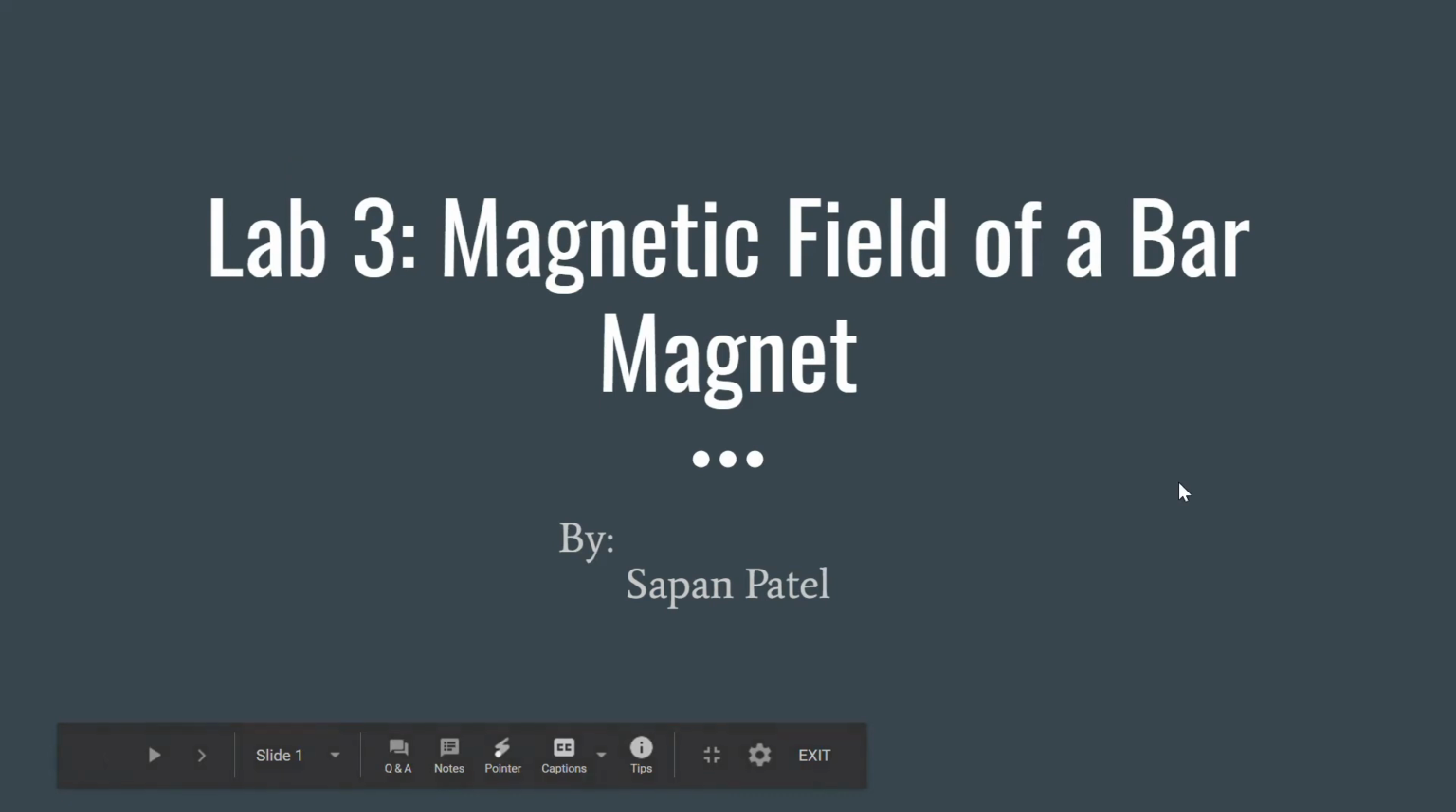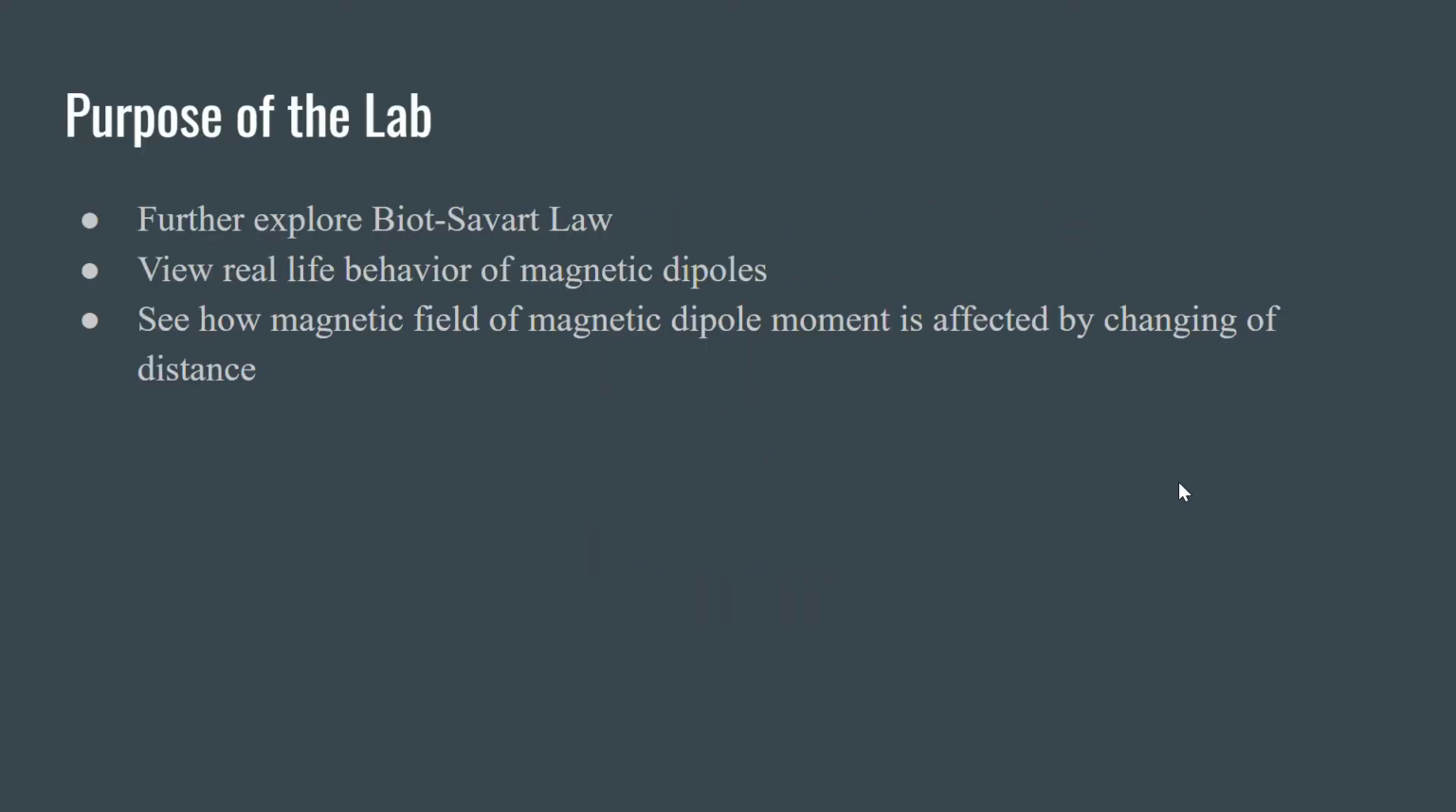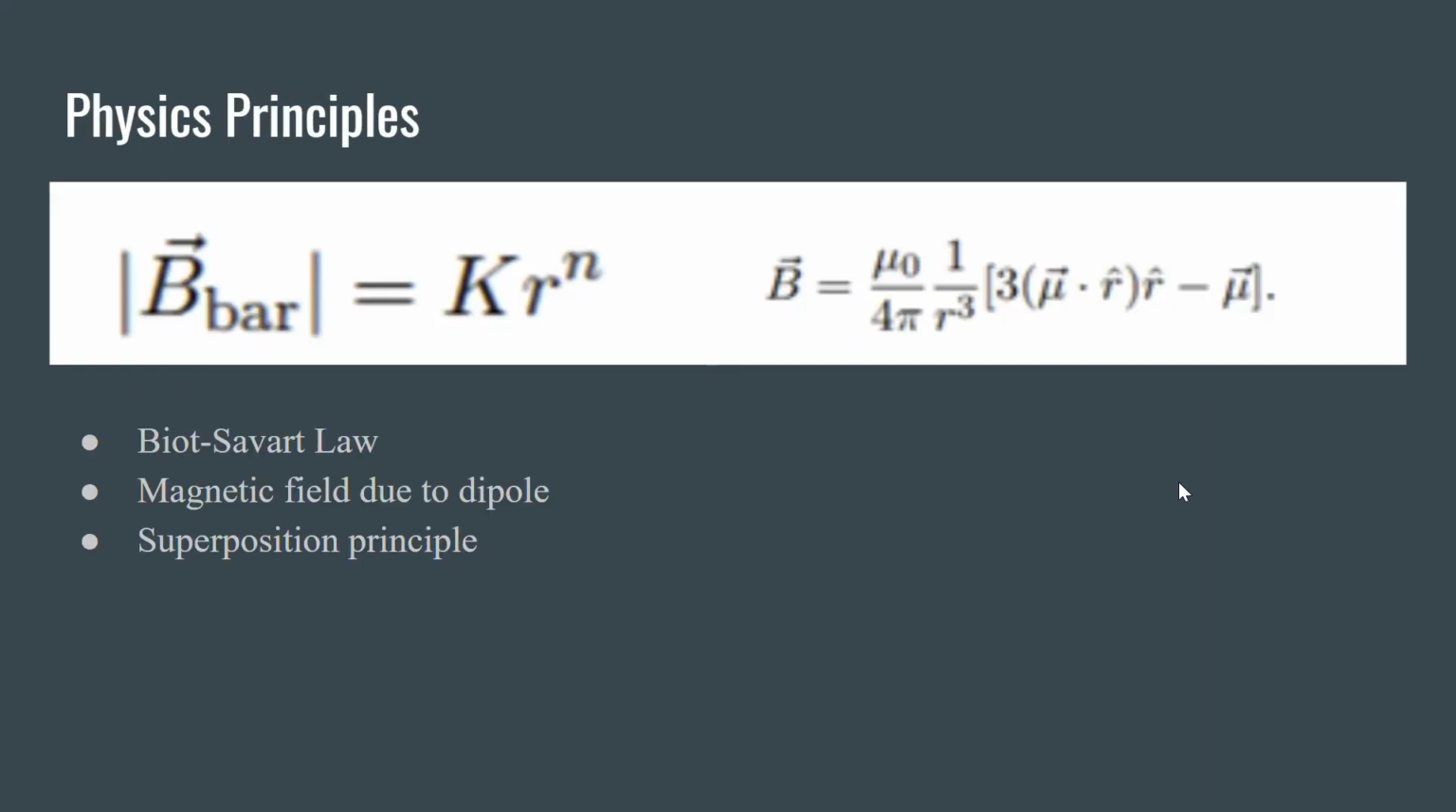Hi everyone, my name is Sapin Patel, and today I will be presenting my PHYS2212 Lab 3, which is the magnetic field of a bar magnet. The purpose of this lab is to further explore Biot-Savart law, to view real-life behavior of magnetic dipoles, and to finally see how the magnetic field of a magnetic dipole moment is affected by changing the distance.